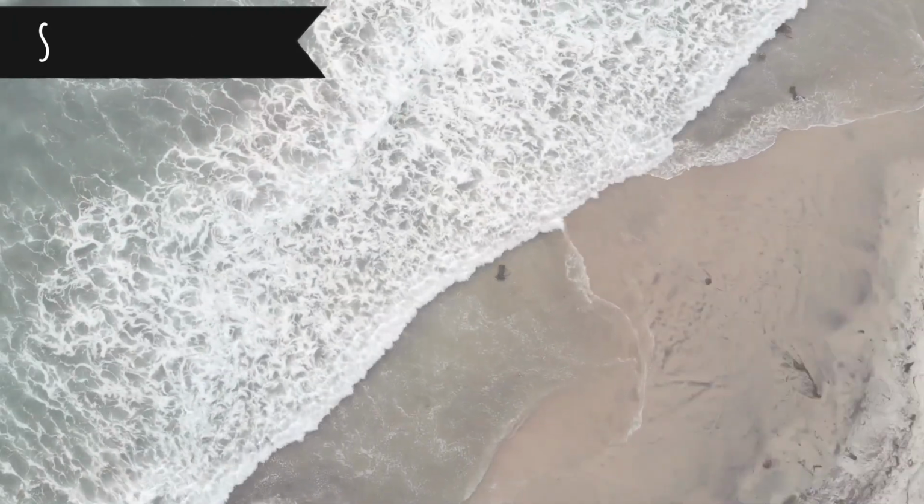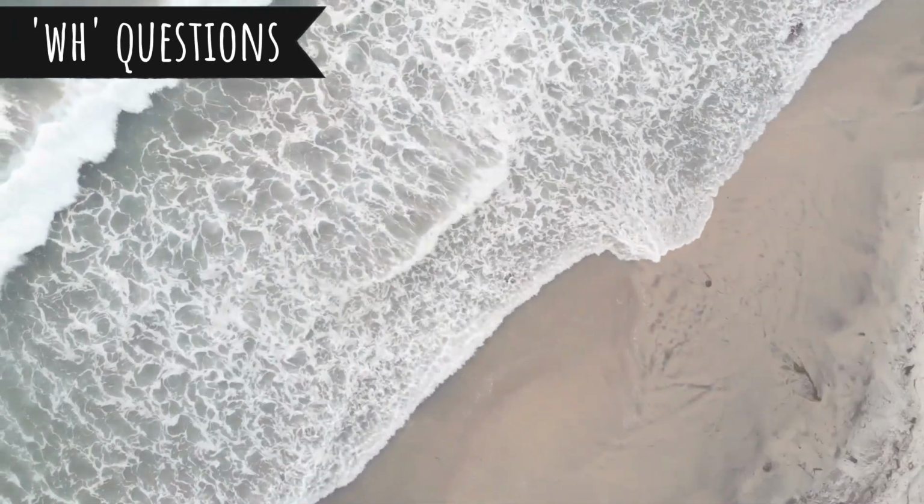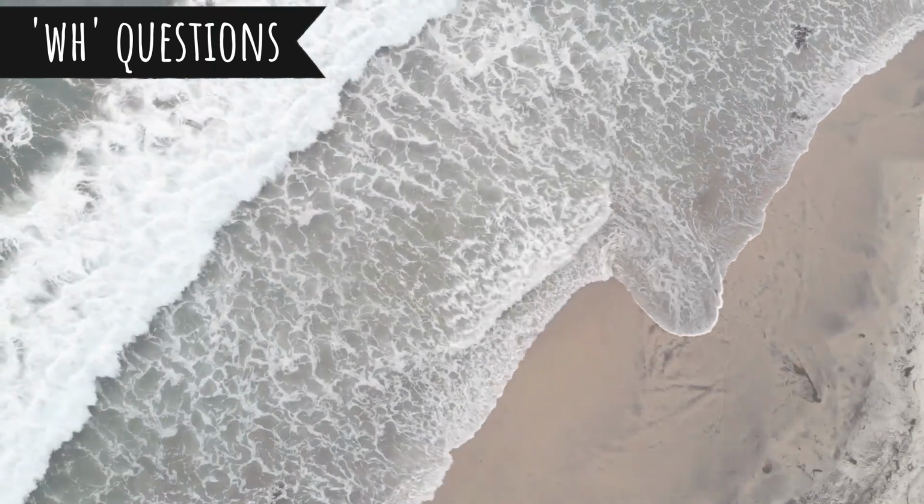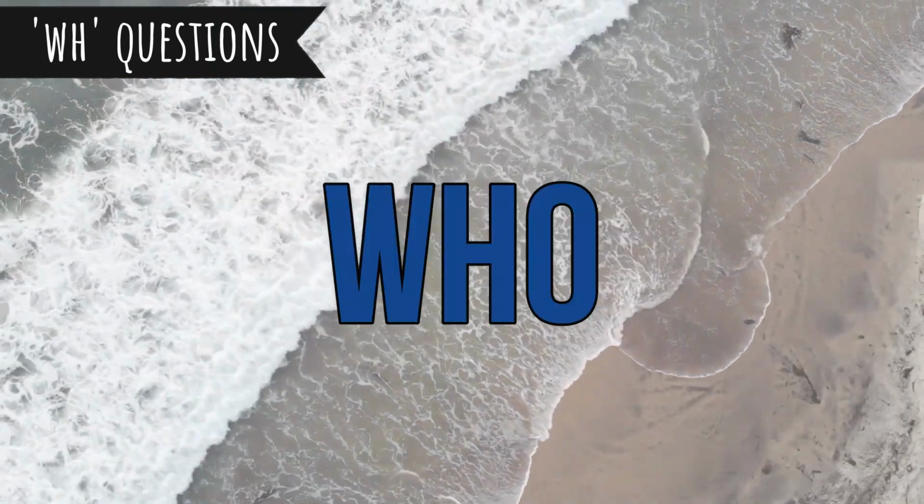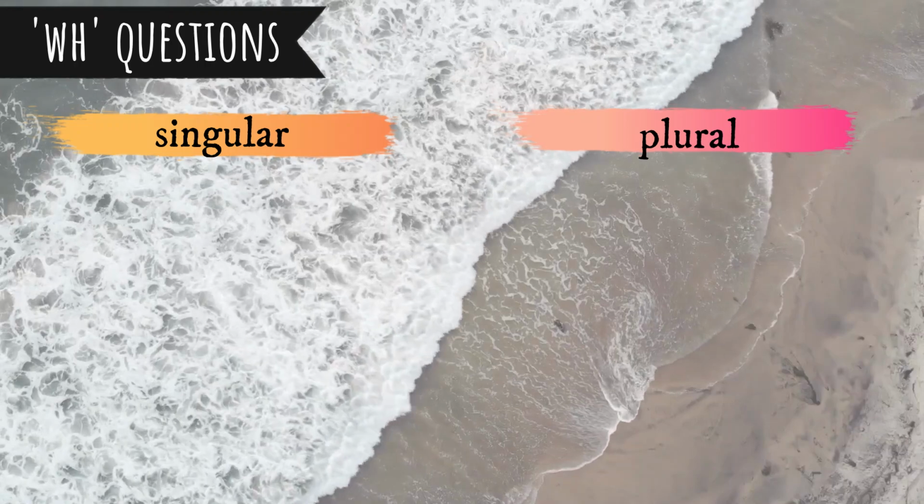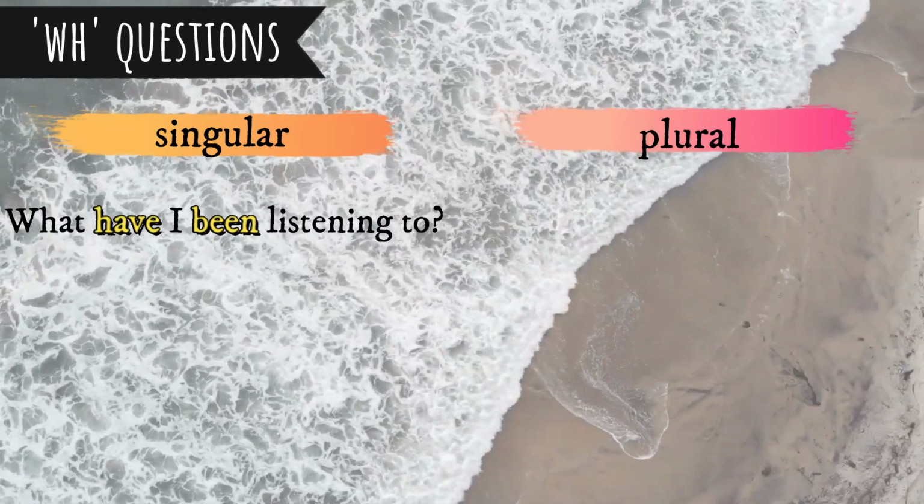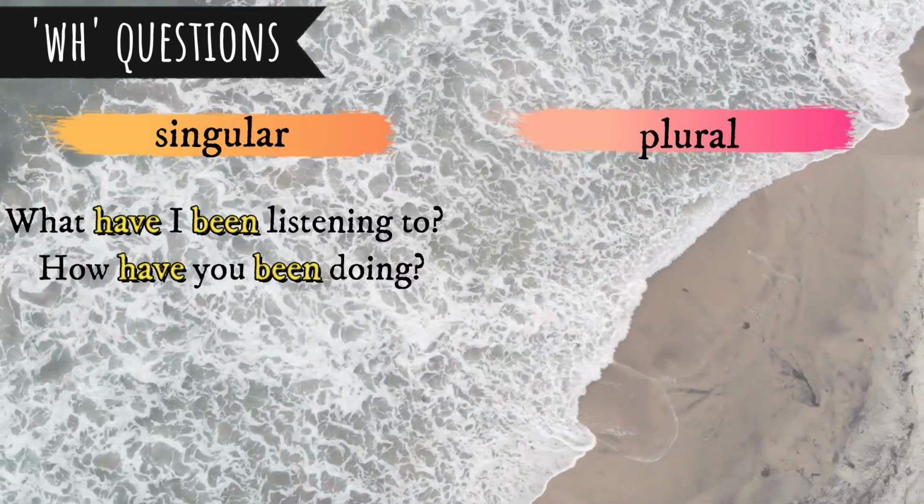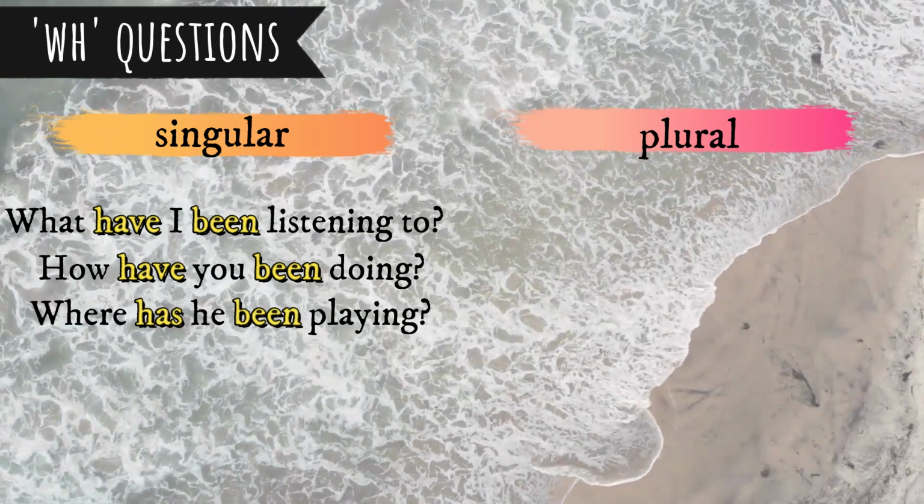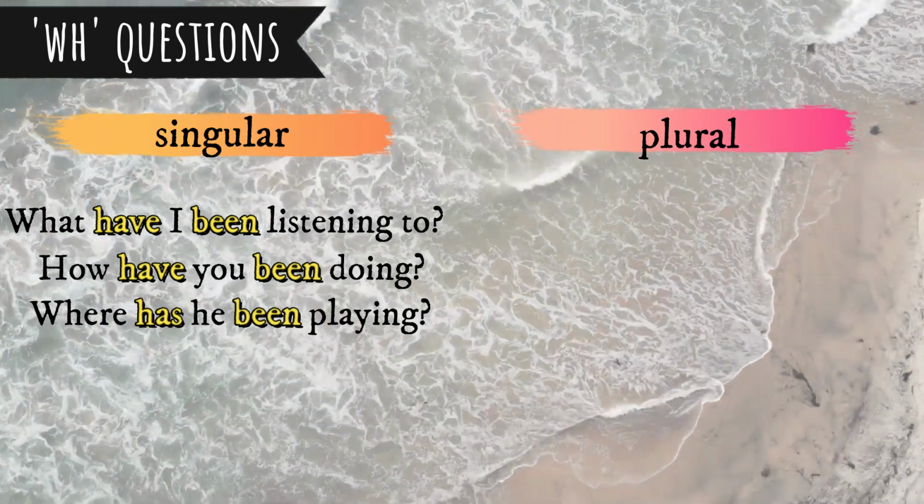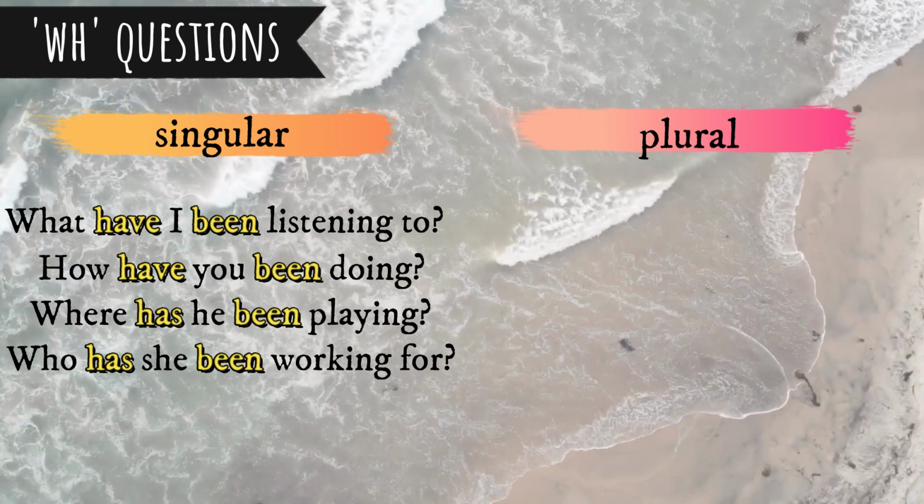To make WH questions, we start questions with question words, such as how, where, or who. What have I been listening to? How have you been doing? Where has he been playing? Who has she been working for?